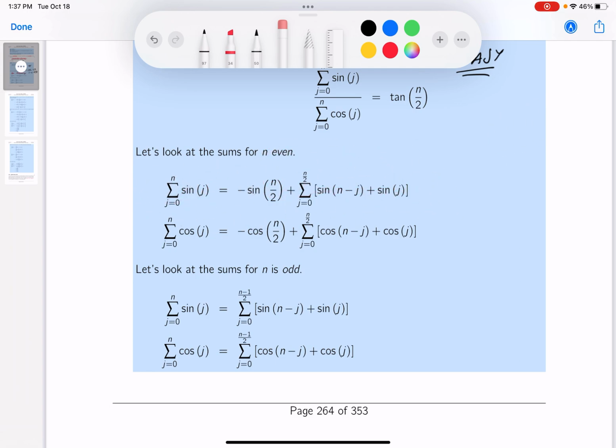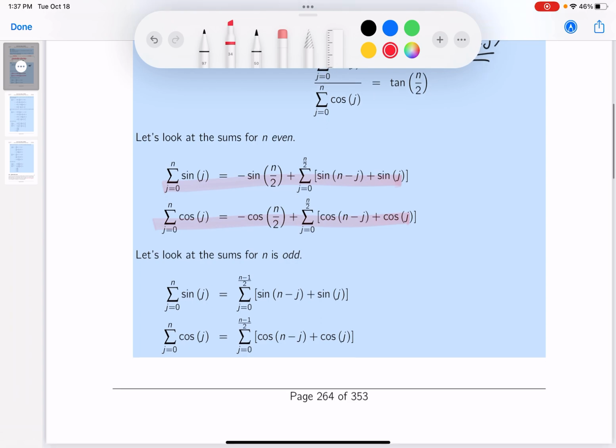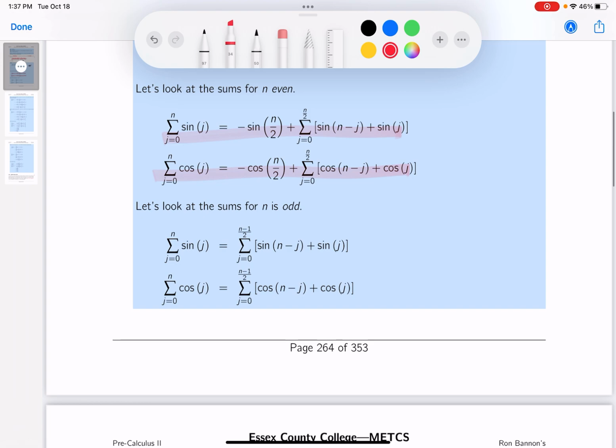And since I did this one, I basically got this one done too. All right, really the same thing, except they're using the cosine symbol instead of the sine symbol. The next thing I do is, I want to look at when the case is odd. All right, so let's do that when it's odd.